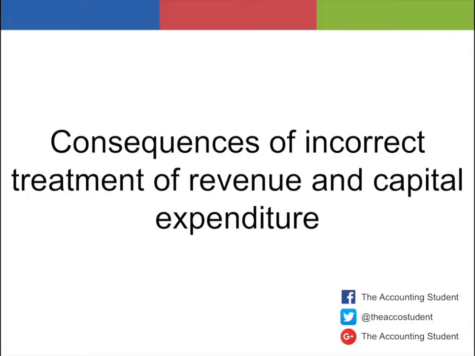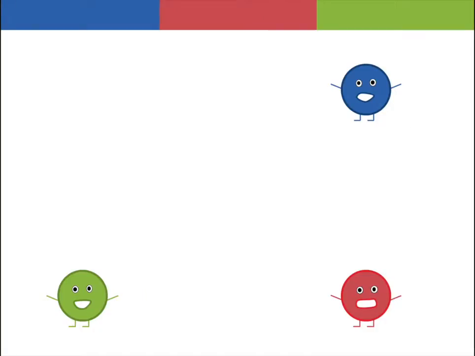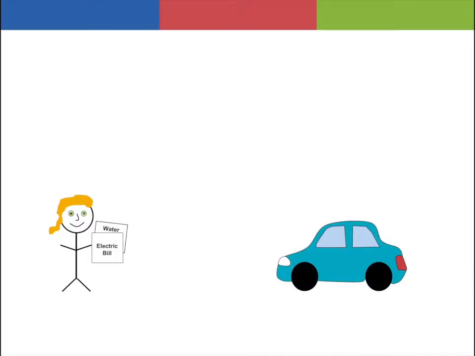Today's video is looking at the consequences of incorrect treatment of revenue and capital expenditure. To start with, expenditure can be referred to as a payment or agreement which in return a benefit, asset or service will be received. Expenditure can range from anything from water and electricity bills to the purchase of a new car. As there is such a variety of expenditure, it is useful for a business to categorise them into particular groups, as these will be treated differently in the accounts.